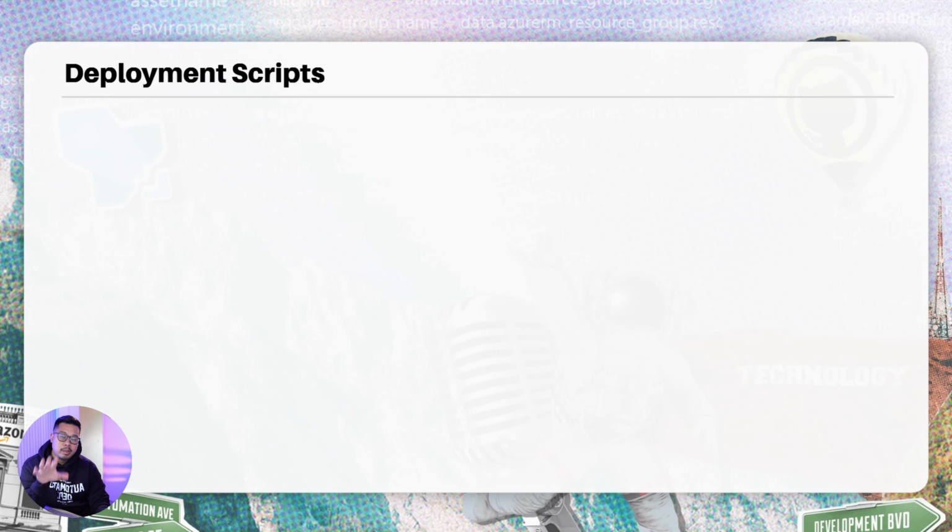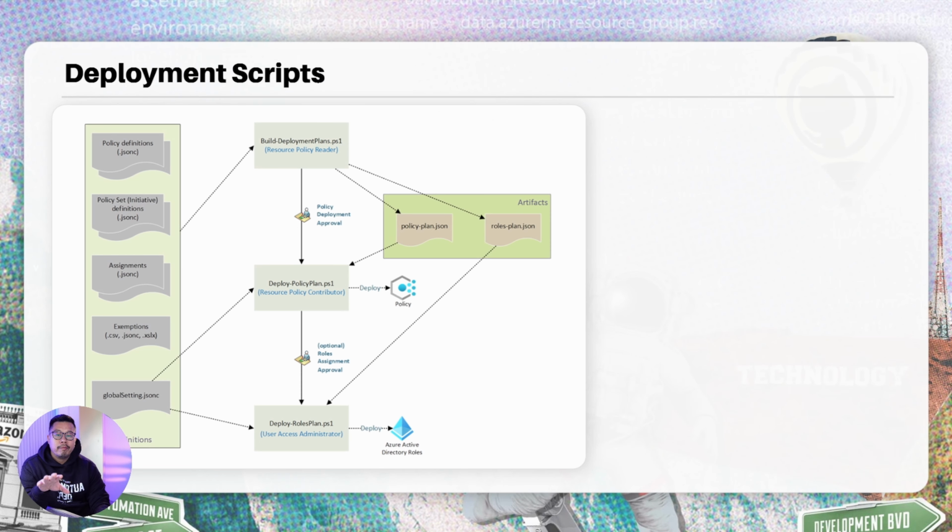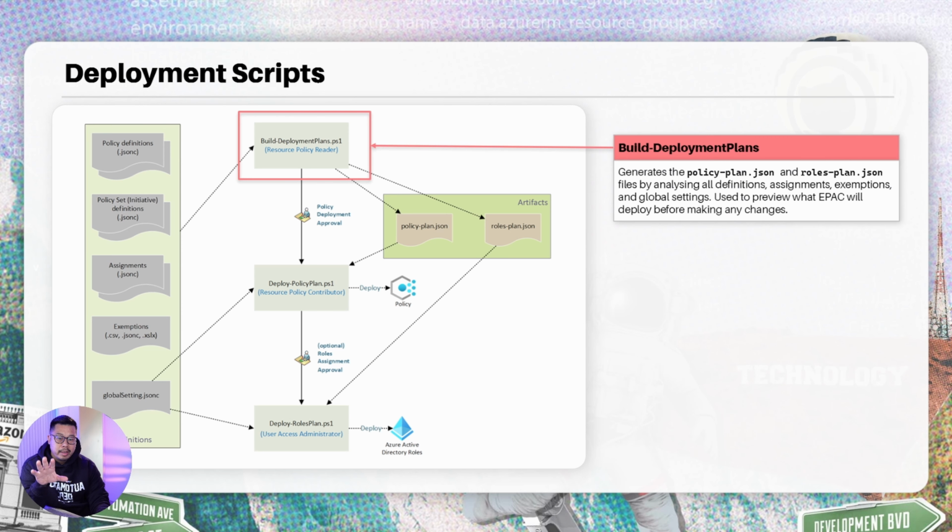So let's talk about the deployment scripts. So I've got this diagram from the EPAC documentation, and it basically shows you your folder structure on the left, as well as your JSON configs. So let's kick off with build deployment plans. So this will basically read your global settings where you pass through your PAC selector if you have several PAC environments or PAC configurations in there. Then you'll go through all your folders and all your JSONs and organize them by scopes.